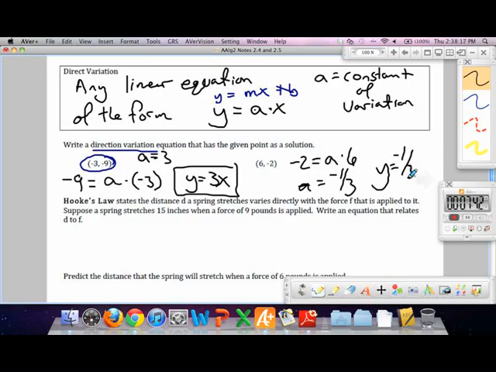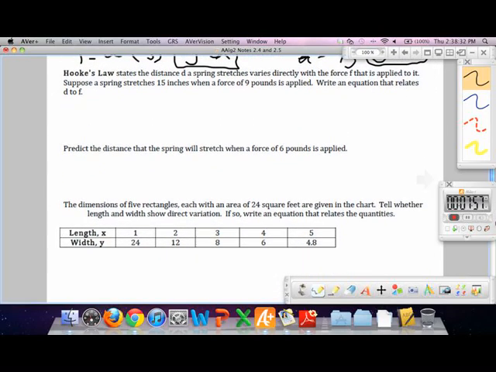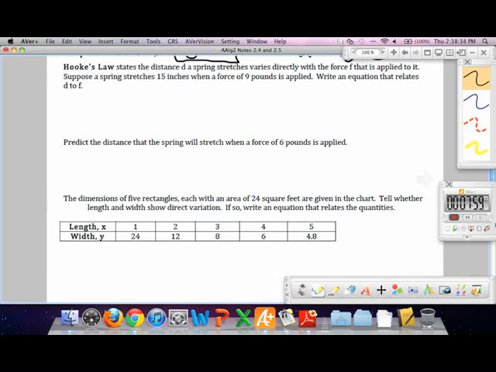We have a Hooke's law thing here. I'm going to skip over Hooke's law, even though it pains me, I'm a physics teacher as well, and it's a physics thing. We'll come back to it maybe at a later day. But it's a very simple application of direct variation. You might see it there, yeah.